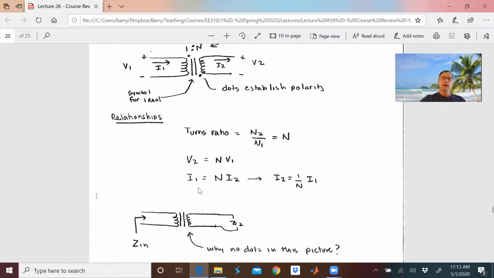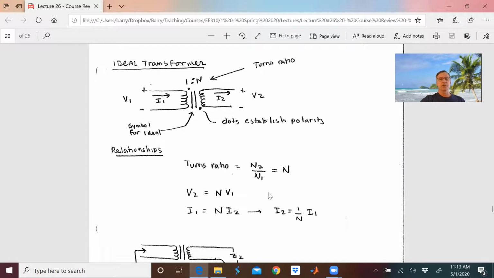So now let's do the current relationship for an ideal transformer, which is I1 is equal to N times I2, or I2 is equal to 1 over N times I1. So these are the equations that you need for the voltage and current.